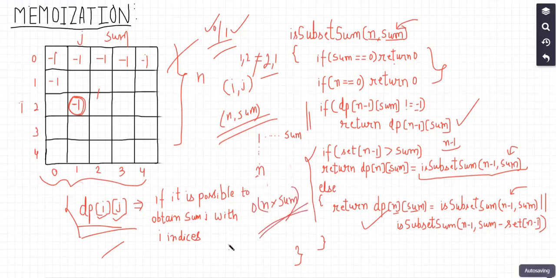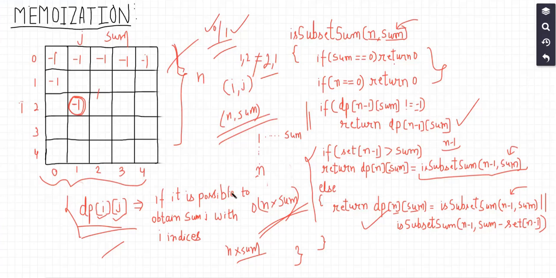What is the space complexity? The space complexity is also n cross sum, because n cross sum is the dimensions of the auxiliary matrix that we are using here. Hence the space complexity is also n cross sum. So that's how we have improved the time complexity from exponential to quadratic.